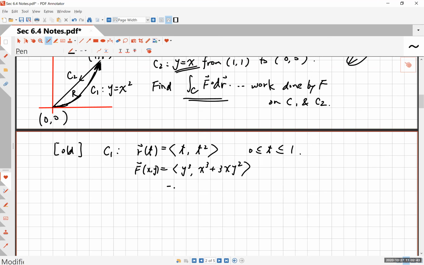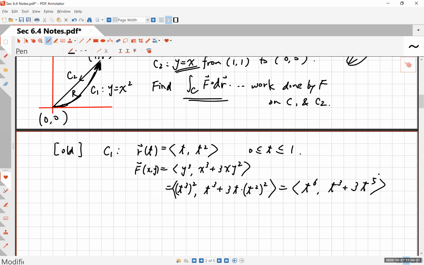Let's go ahead and rewrite this. Remember, x is t, y is t squared, right? So this will be (t squared) cubed, comma, and then t cubed plus 3t times (t squared) squared. Simplifying this, you get t to the 6th power and then t cubed plus, and what do you have here? 3 times t to the 5th. Oh, no, it's t to the 4th times t, so it's t to the 5th.